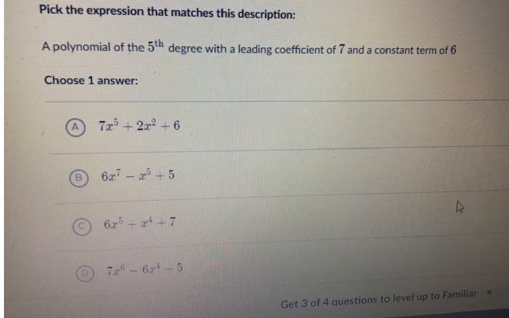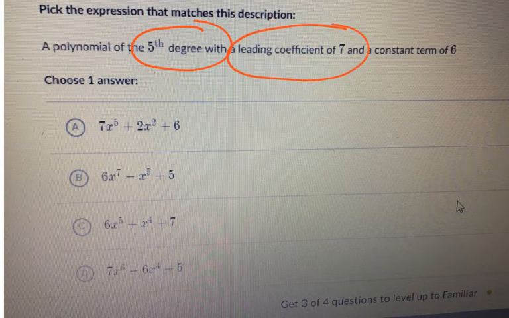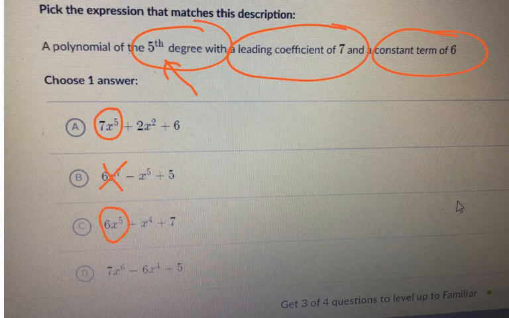All right. This is the second question. So if you want to pause the video, feel free to do so. What this one's figuring out is, do you know what a 5th degree polynomial is? Do you know what a leading coefficient of 7 means and a constant term of 6? Well, a 5th degree polynomial, guys, means the power is 5. Notice this one has a power of 5. This one does not. This one has a power of 5.